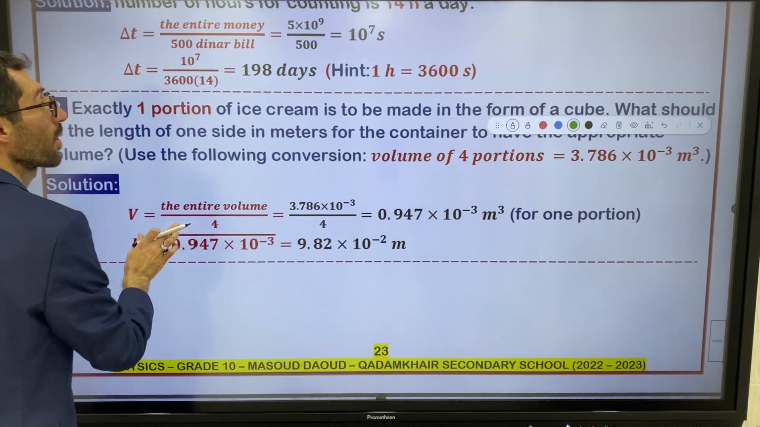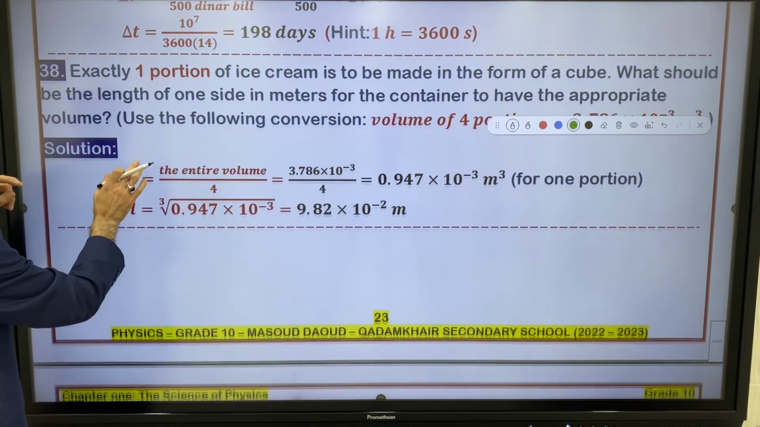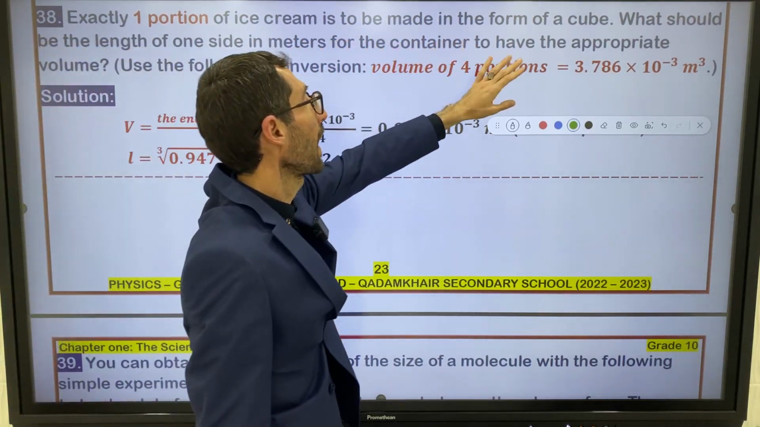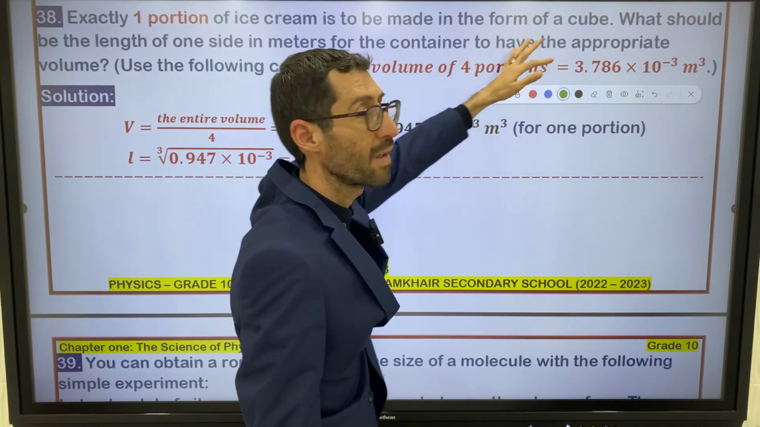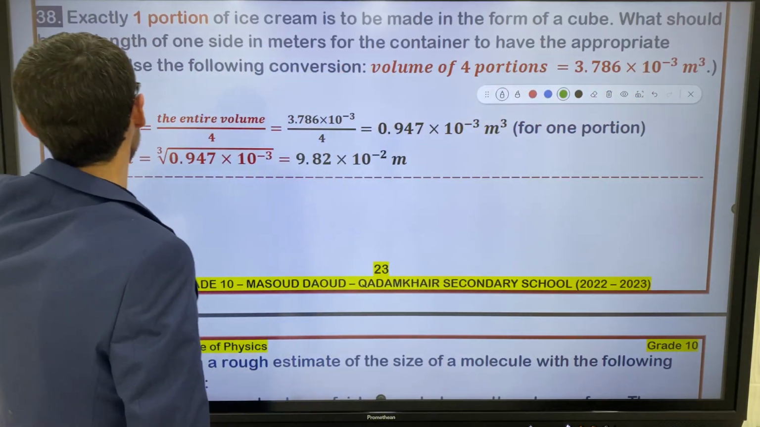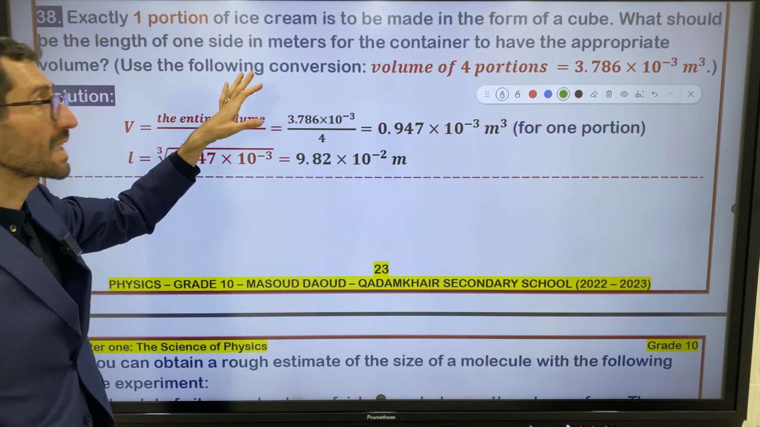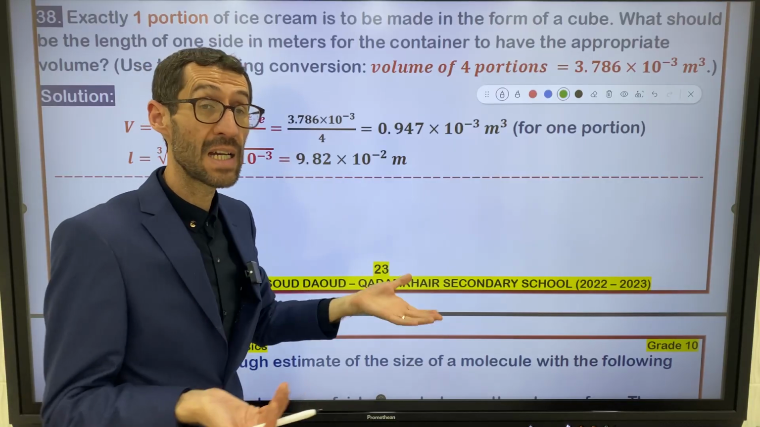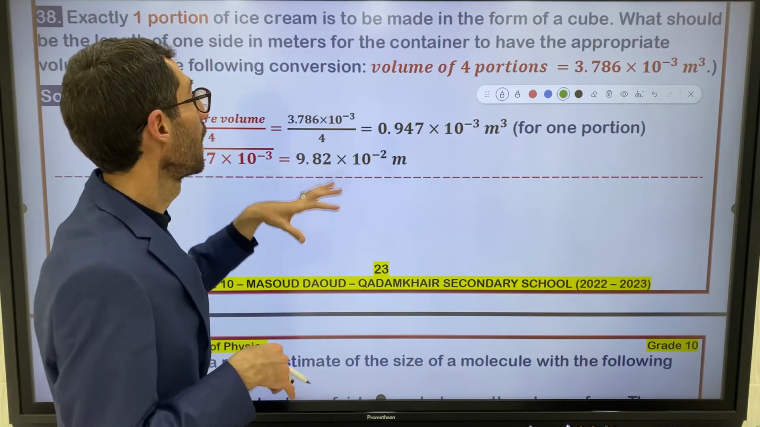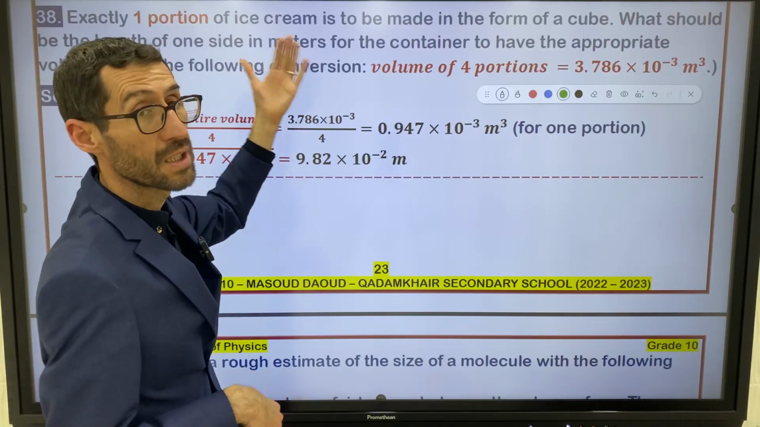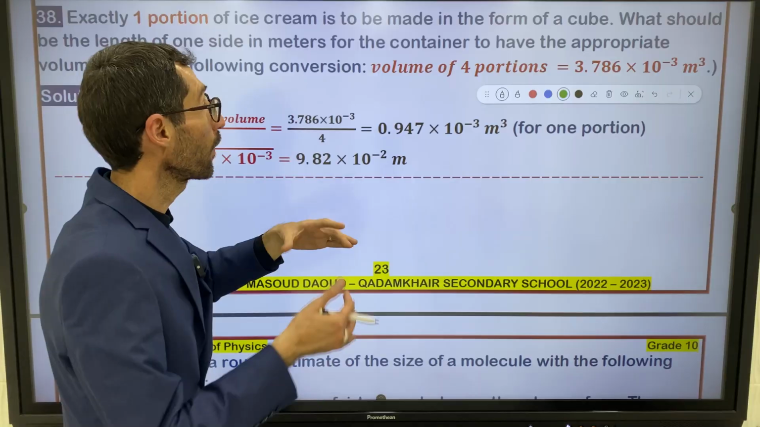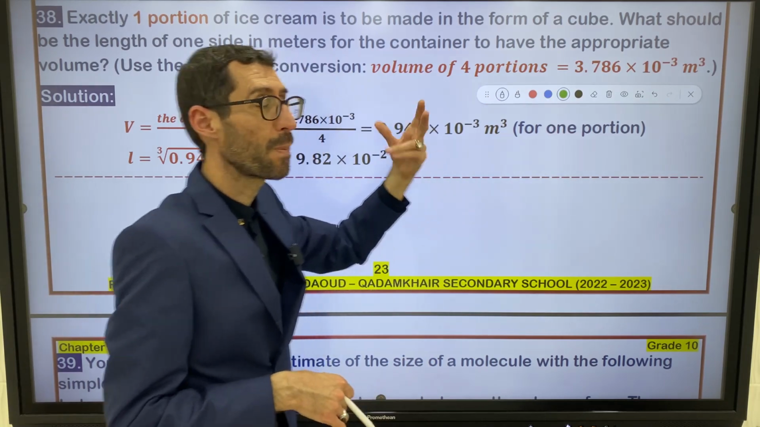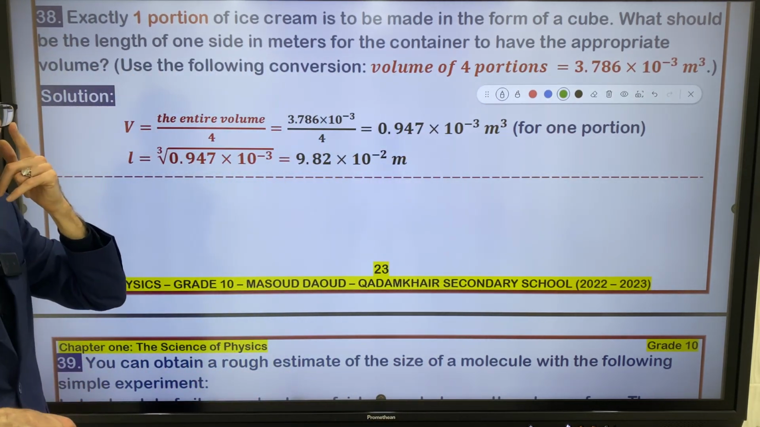Let's move on to another question. Question 38. Exactly one portion of ice cream is to be made in the form of a cube. What should be the length of one side? The length of one side in meters. So we look for the length of one side of a cube of ice cream in meters, for the container to have the appropriate volume, right?